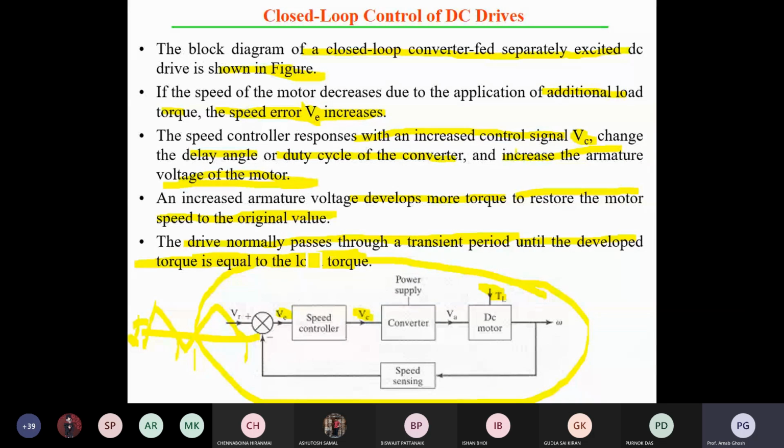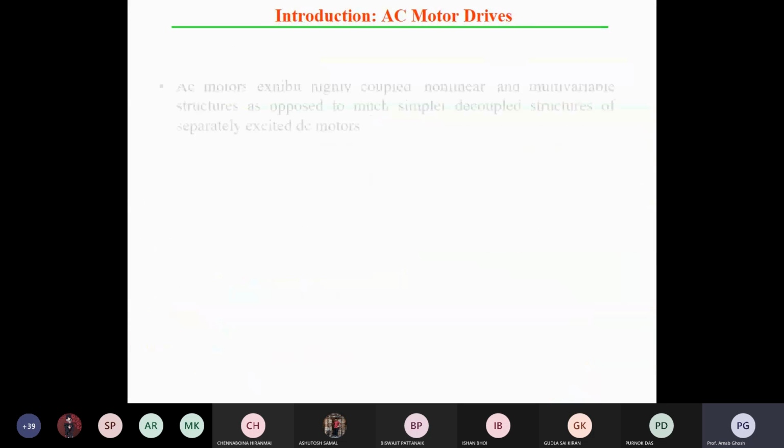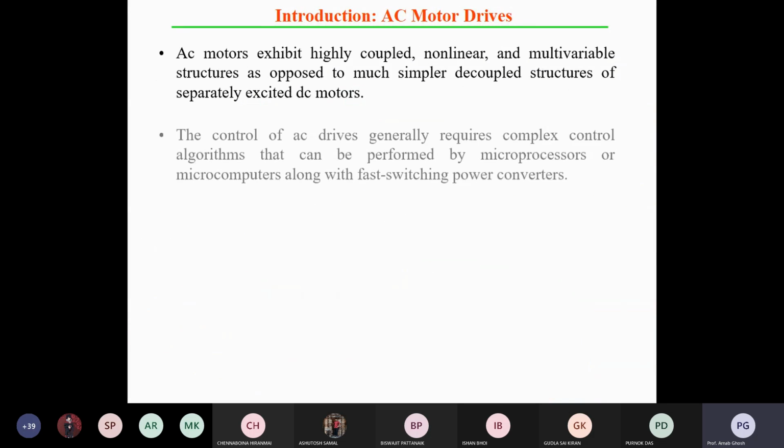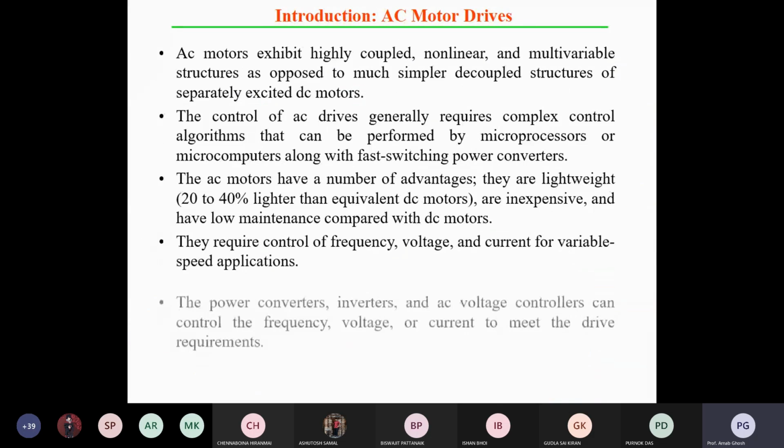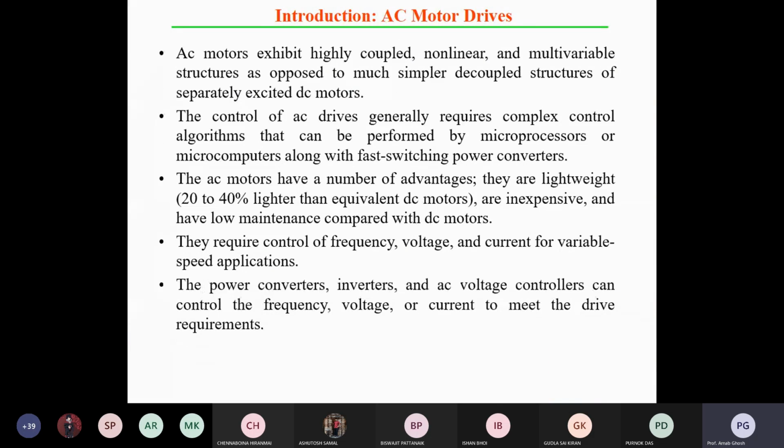Okay, so then we have to go for the AC motor drive. What are the most important features of the AC motor drive? Why are we switching from DC drives to AC drives? In my last class I discussed that the maintenance cost of the DC motor is comparatively more than that of the AC motor drive. So we can switch from the DC motor to the AC motor.